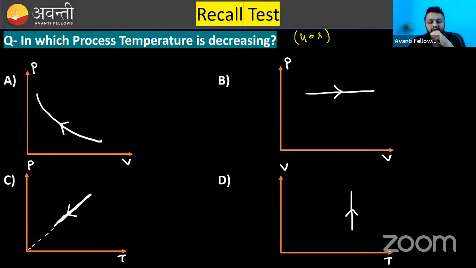To solve this question, what you need is the basic indicator diagram knowledge that you should have. We will try to solve the question by checking the options. Actually, in this case, you need to check the options. There is no other choice. In option A, the PV graph indicates that this is the isothermal curve.